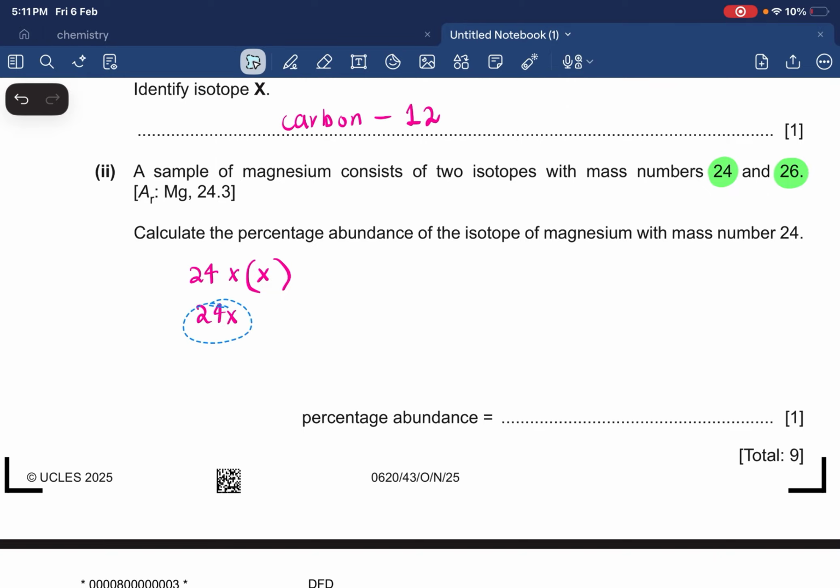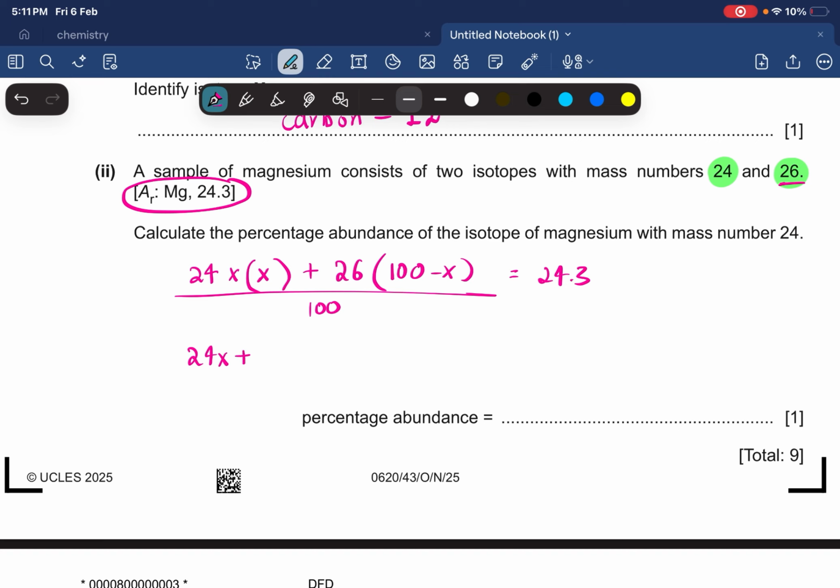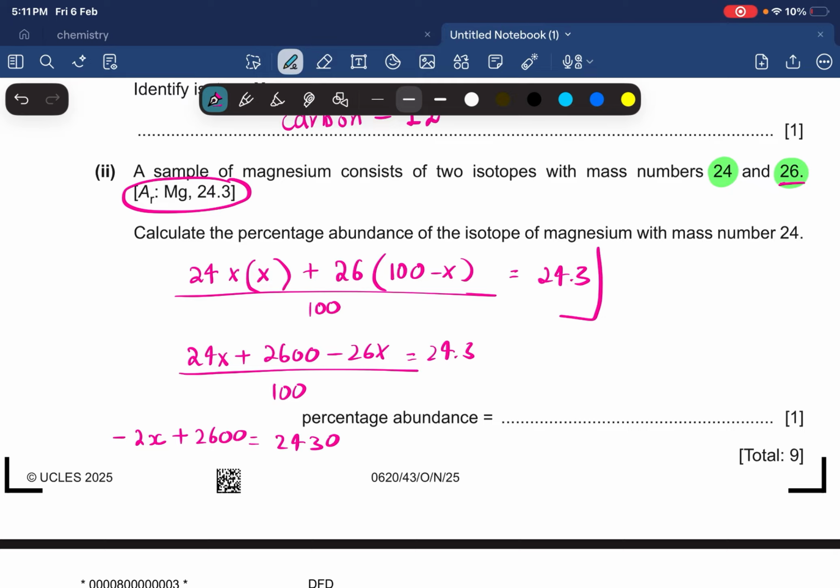And what do we do next? We have 24X over here, plus 26, which is the mass of the second isotope, multiplied by 100 minus X, which is the percentage abundance, upon 100, which is the sum of abundances, equals the relative atomic mass, which is 24.3, right? 24X plus 2600 minus 26X upon 100 equals 24.3, right? And then what do you do? Minus 2X plus 2600 equals 2430, right?